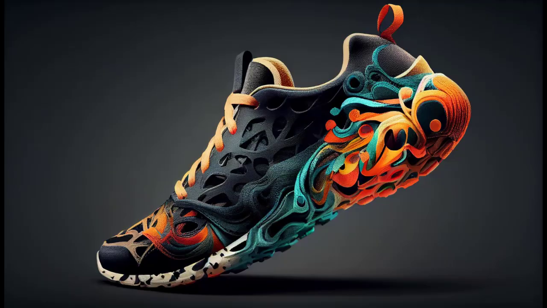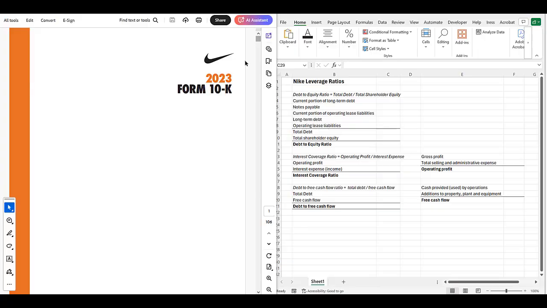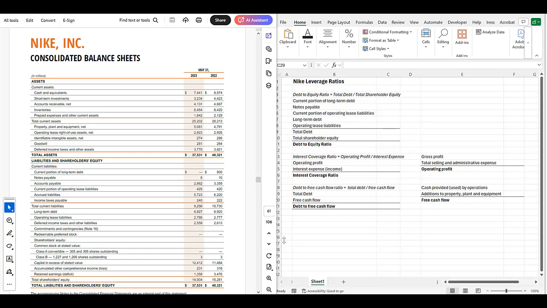Let's calculate these leverage ratios for Nike. Here we have Nike's 10K for the 2023 financial year. Here we have Nike's balance sheet as of 31 May 2023. To calculate Nike's debt to equity ratio, we need their total debt and their total shareholder equity. If we look through the liabilities, we can find the items that are debt. Remember, these numbers are in millions of dollars.